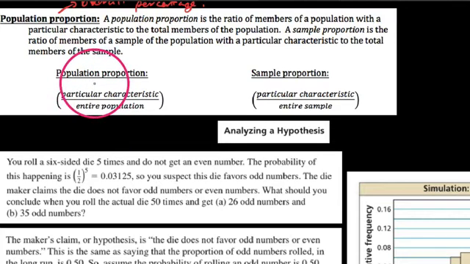And so we would get a population proportion, which would be interesting because you could look at that as a parameter, because it's describing everybody. Now again, when we talk about population versus sample, remember sample is more prevalent because we're not likely to get the population data unless it's a smaller population. So a sample proportion is the same as a population proportion, but it is the ratio of members of a sample of the population with a particular characteristic to the total members of the sample.